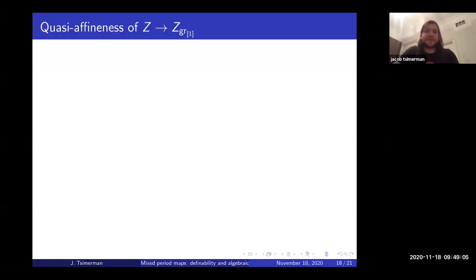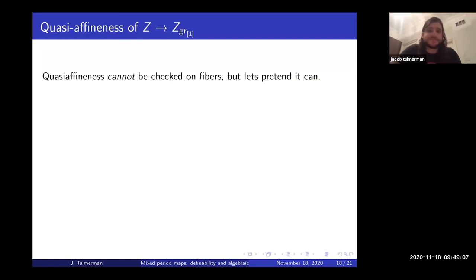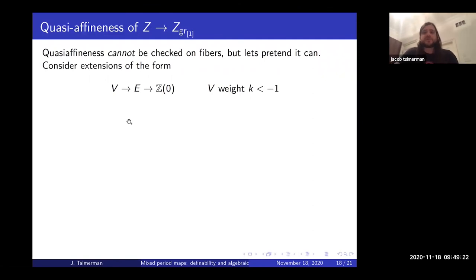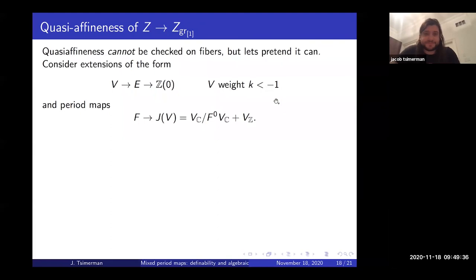So let me say something about the remaining weights. Let's talk about the quasi-affineness of the map to just remembering the weight one pieces. Quasi-affineness can't be checked on fibers, but let's pretend it can for a second to see what's happening point by point. So let's play the same game as before, where we consider extensions of level two. So the toy case is extensions of Z0 by some mixed Hodge structure V, which now has weights strictly below minus one.